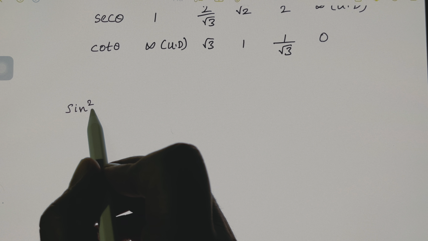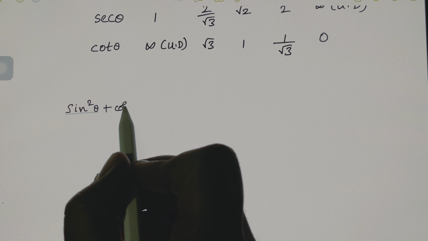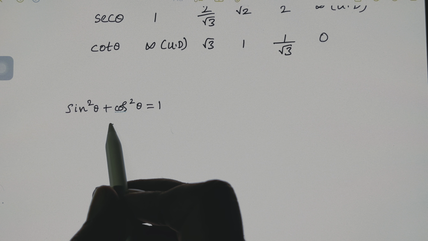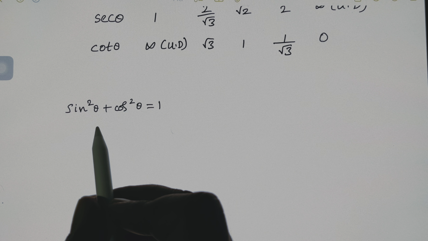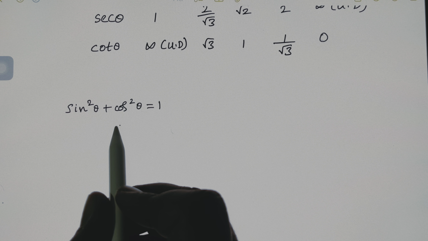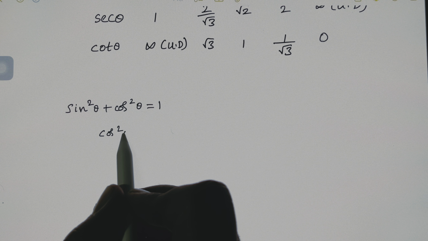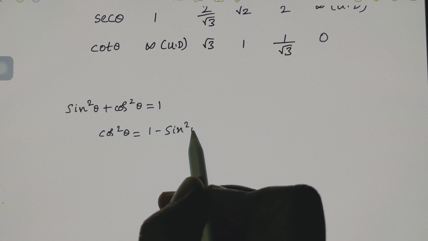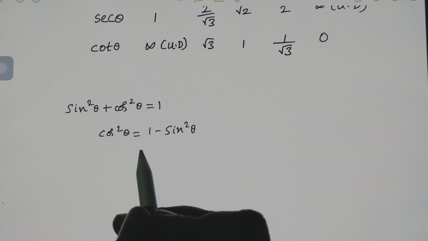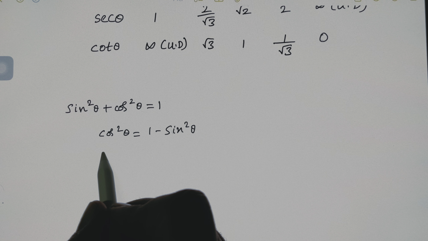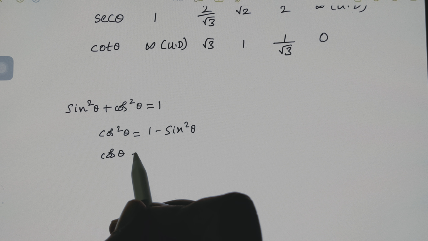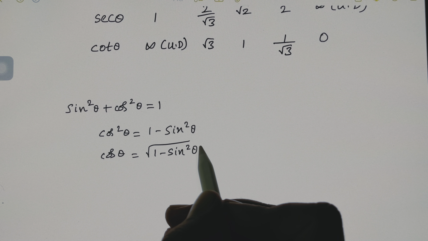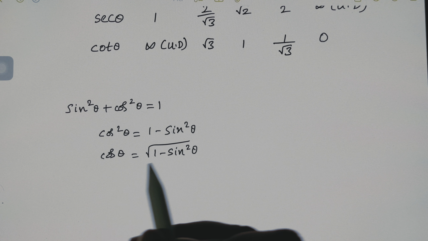Sin square theta plus cos square theta equals 1. We can work out this identity to get different formulae. Shift sin square theta to the right side: cos square theta equals 1 minus sin square theta. This is the first formula. Taking the square root, you get cos theta equals square root of 1 minus sin square theta. So you get another formula.